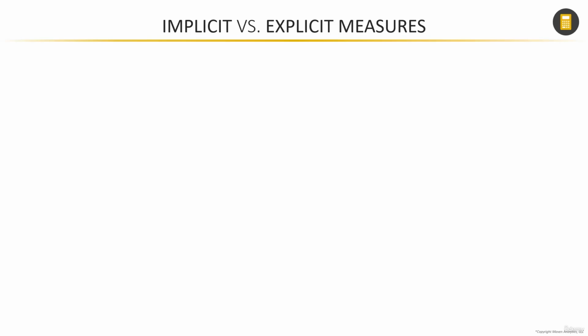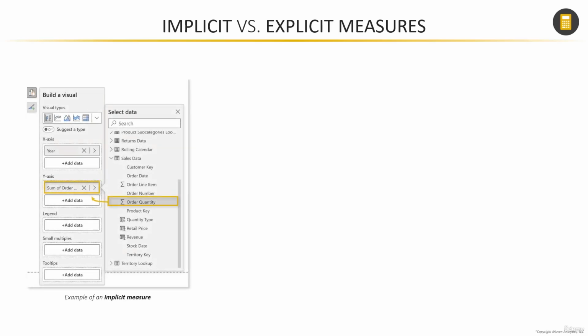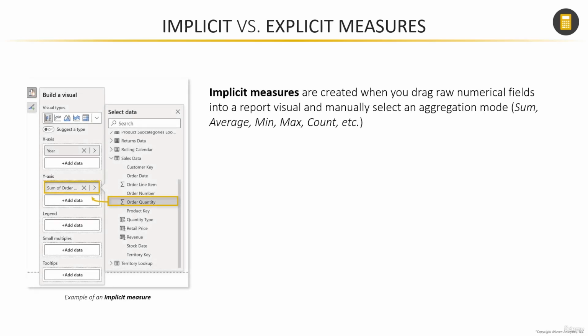All right, so I want to take a minute and unpack this idea of implicit versus explicit measures. Now, in Power BI, within the report view, implicit measures are created when you drag raw numerical fields like order quantity from our sales data table into the values pane of a visual. Now, what Power BI does is automatically select and apply an aggregation mode, typically a sum, so that you can view those numbers, those values, in a meaningful way. And that's exactly what has been going on with the values that we've been looking at in these matrix views that we've built so far.